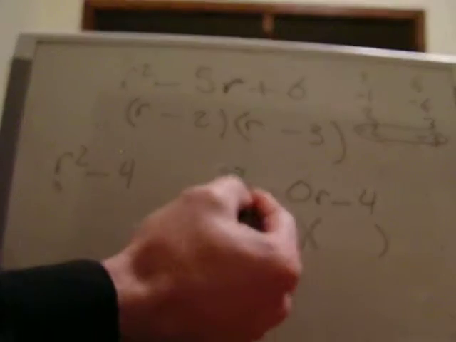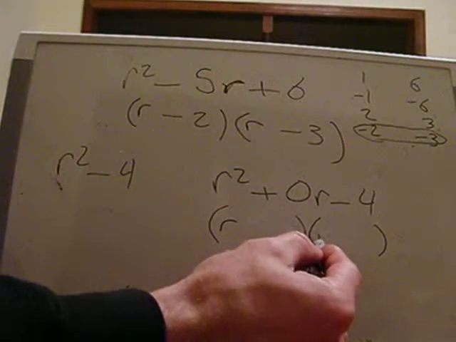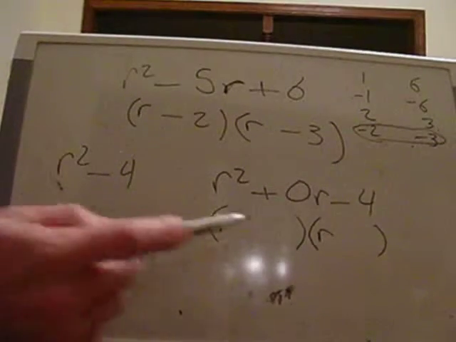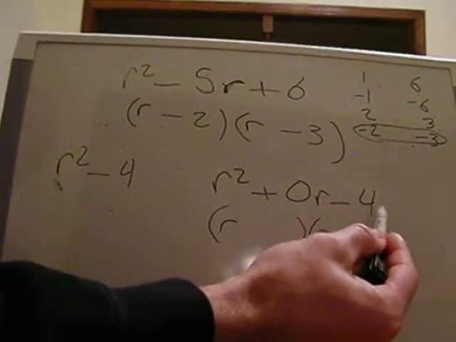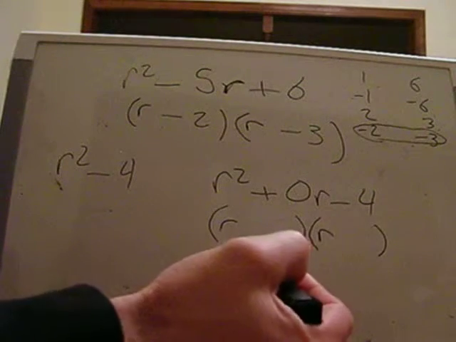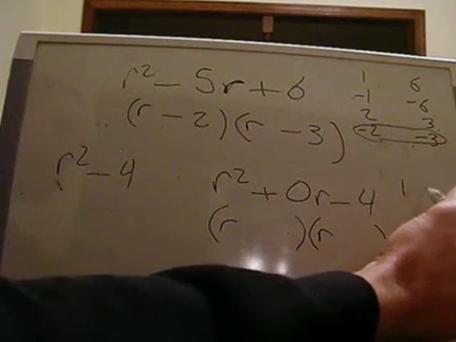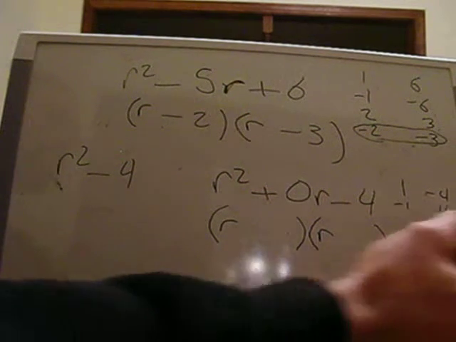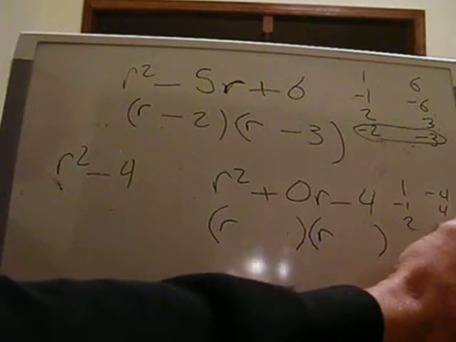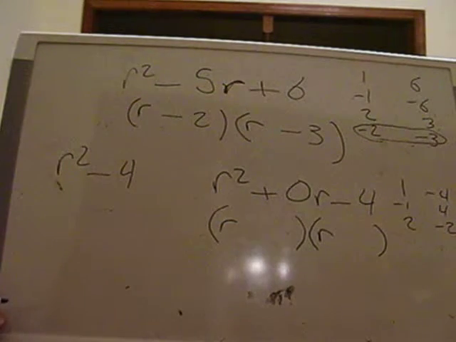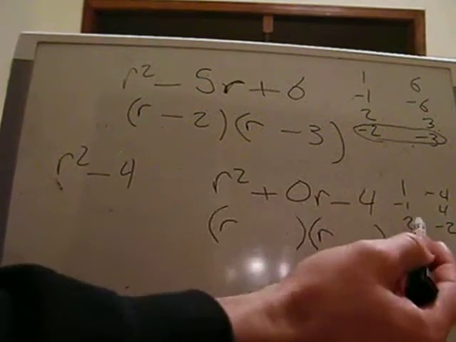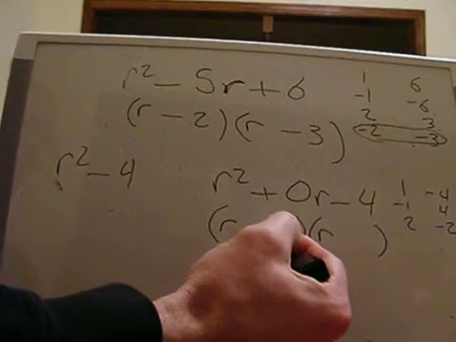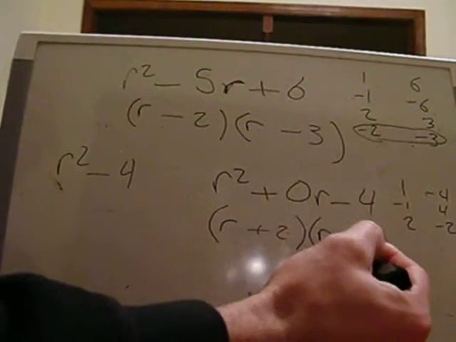Only this time we've got our r squared, which comes from r times r. And then we know that this negative 4 came from something times something. So just list the ways to get a negative 4. 1 times negative 4, negative 1 times positive 4, or 2 times negative 2. Well, when we look, we want to add to 0. Well, 2 plus negative 2 is 0. So it's going to be plus 2 minus 2.